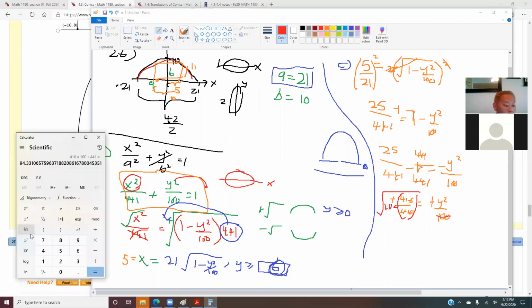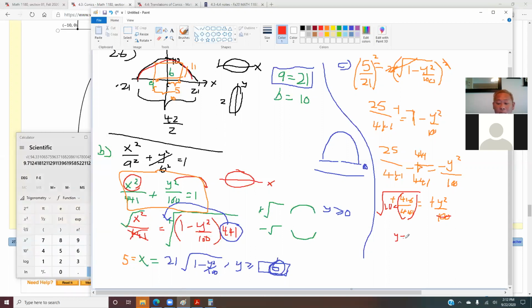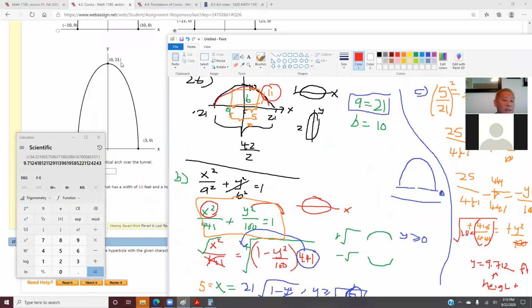So this is the square root of him. This is 9. So y in this case can only take 9.712 feet. So that means that if the height of your truck is 9.72 or less, then you can drive through it. But since your height is 11, which is way greater than that, then your answer in this case is no.